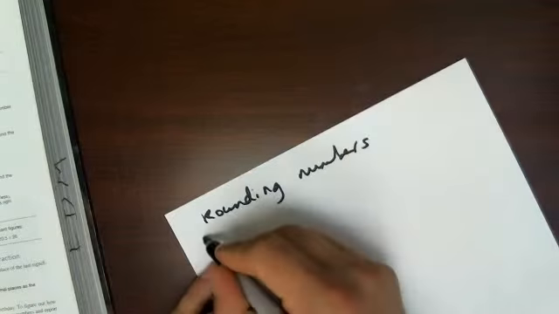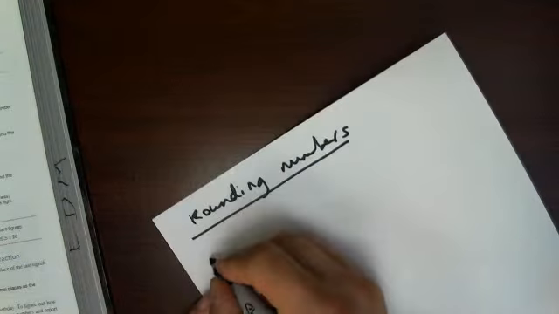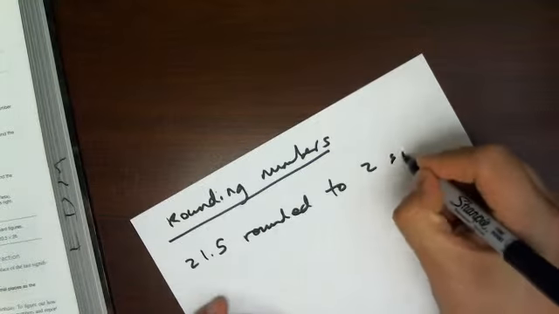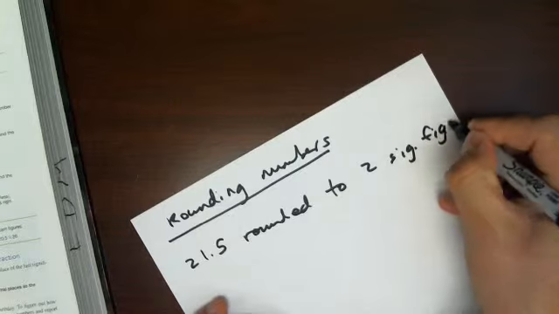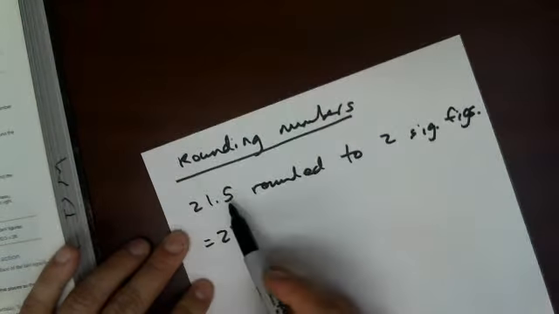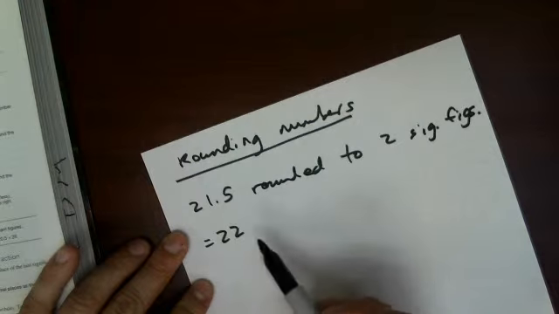And the basic rule is that for the number that you're rounding, if the number to its immediate right is 5 or greater, you round up. If it's 4 or less, you round down. So let's have an example. Say 21.5 rounded to 2 sig figs. If we round that to 2 sig figs, it equals 22, because this is a 5, it's going to be rounded up.